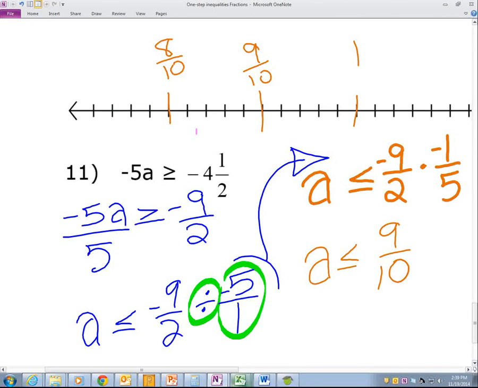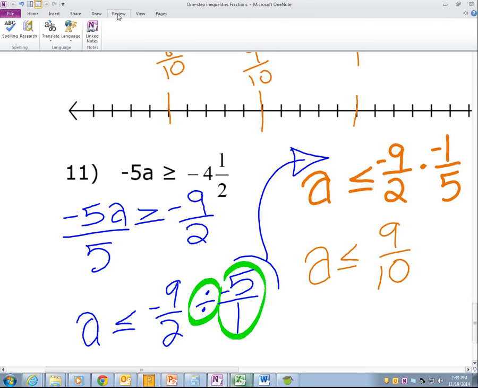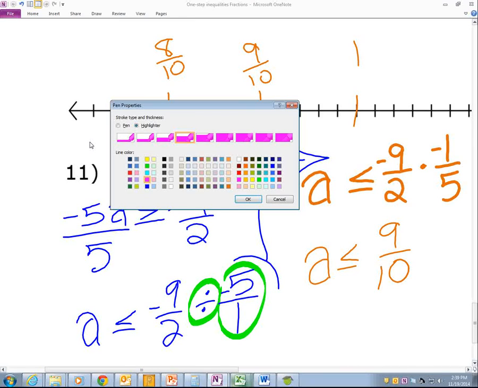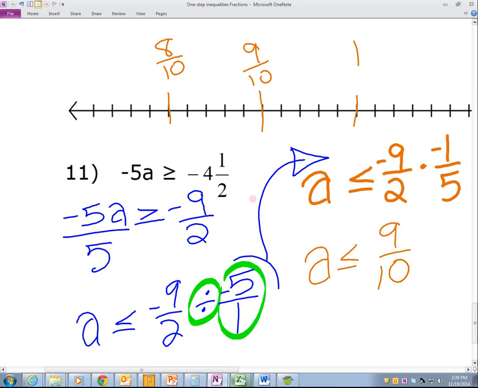Barbecue sauce. Let's do some crazy. Let's do pink. A big fat pink marker. Let's do that. More colors. A lighter shade of pink, like this. Okay, it is less than or equal to, so I'm coloring it in. Looks like a pig. It's a beautiful color, pink piggy.